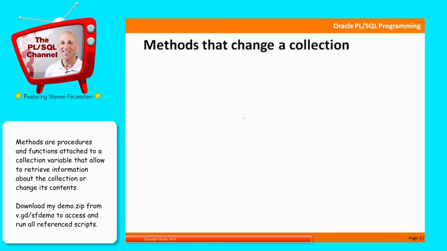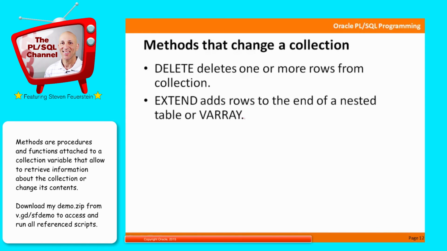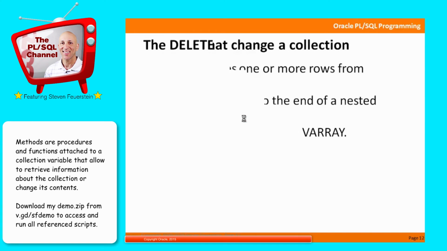Okay, let's finish up this lesson by talking about methods that change a collection. The most common would be delete. Delete removes one or more rows from the collection. Extend adds rows to the end of a nested table or a VARRAY. And trim removes rows from a VARRAY or a nested table.